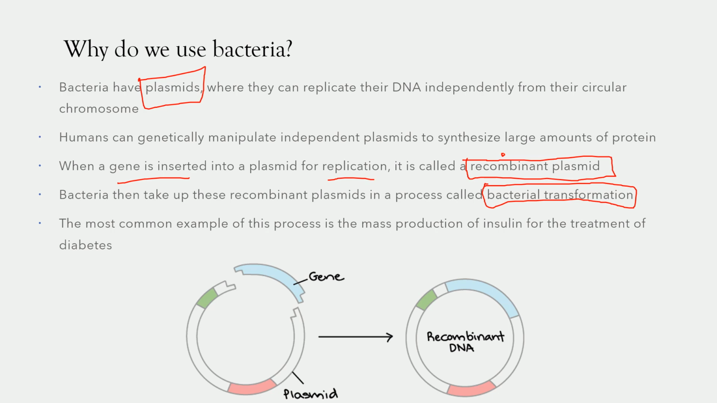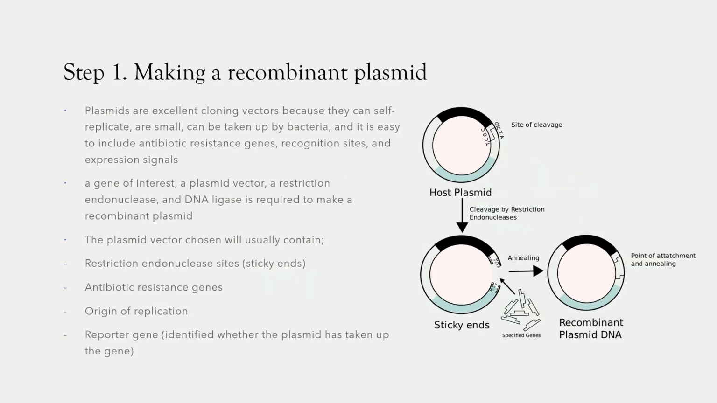So let's go through the steps of how we actually do this. The first thing we need to do is make the recombinant plasmid. Bacteria have these plasmids, that's all very well and good, and they're really good cloning vectors because they self-replicate, they're small, the bacteria take them up really easily, and we can really easily insert things that we want in there. Once we've isolated a gene of interest, for example the insulin gene, we grab this plasmid vector, we grab a restriction endonuclease. Remember, endonucleases are our molecular scissors. And we grab a DNA ligase. Remember, they're like our DNA glue, and these are the three things that we need to create a recombinant plasmid.